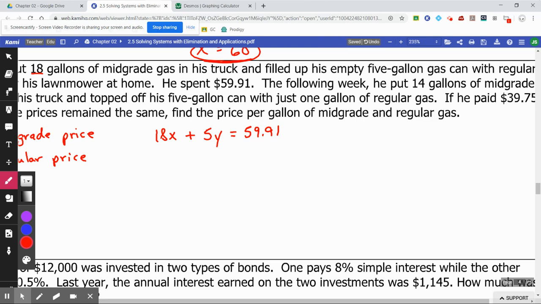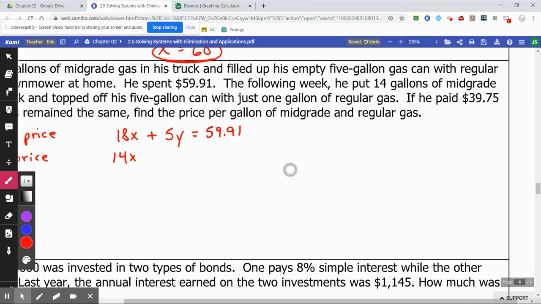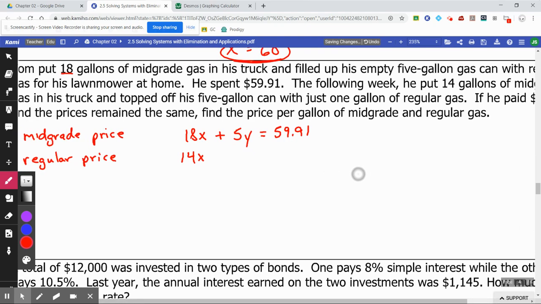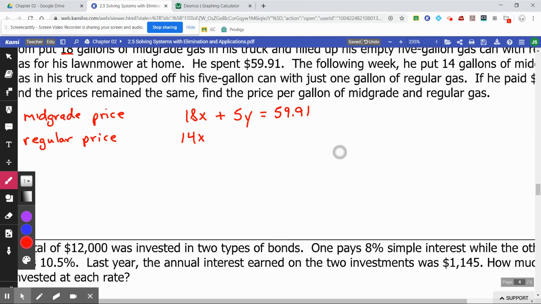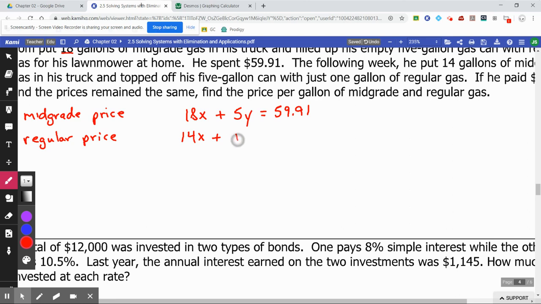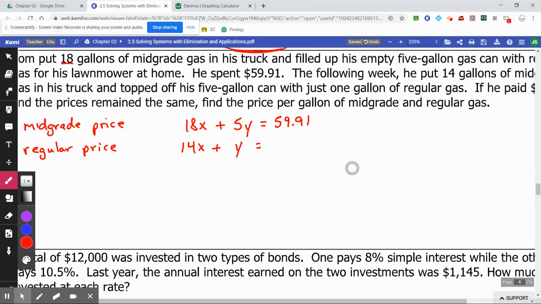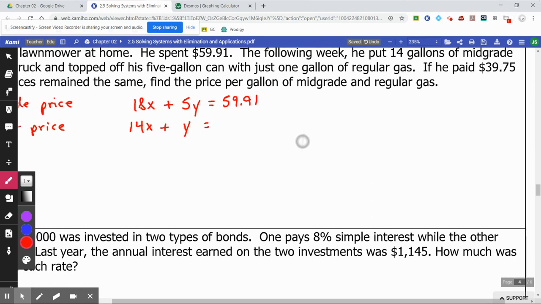The next week he did 14 gallons of the X, and he topped his 5-gallon can off with just 1 gallon of regular, plus 1 Y is equal to, and he paid how much? $39.75.